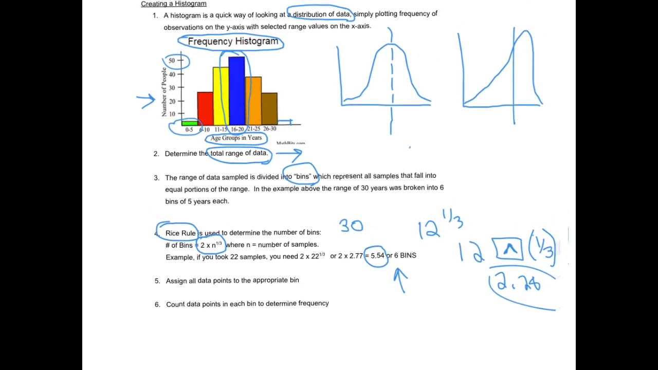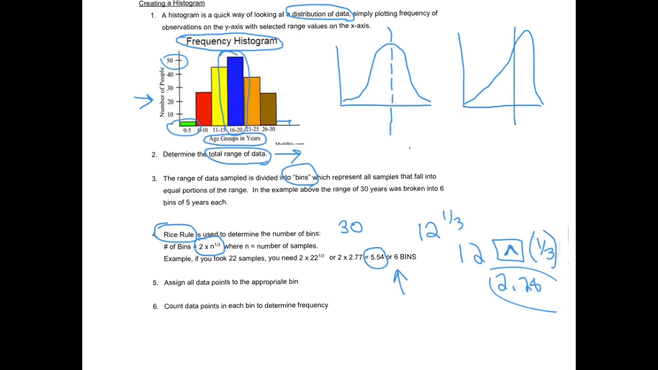In this case, they came out with 5.54, so you can't have that number of bins, so you have to round it either up or down. That one's rounded up to 6 bins, which is why they have 6 different blocks on the diagram. These being the blocks here, so they have 6 different blocks.